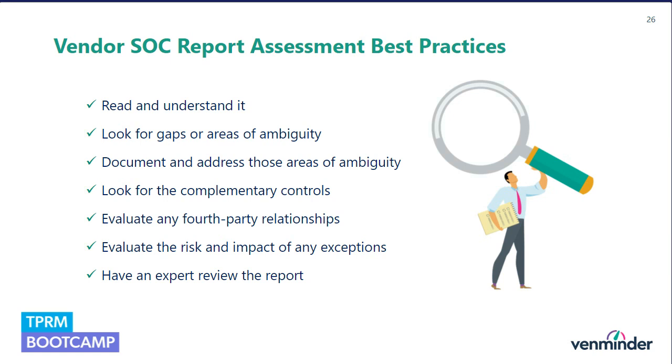And you want to make sure that you document any areas of ambiguity and reach out to the vendor for follow-up. You want to make sure you evaluate any fourth-party relationships. Look at the risk and impact of any exceptions. And of course, don't forget those complementary user entity controls. Though some reports don't have them, most do, and it's really important that you review them and document that and address them.